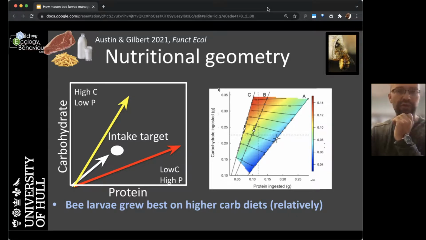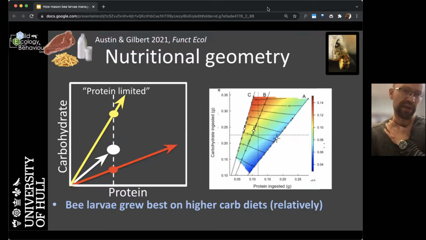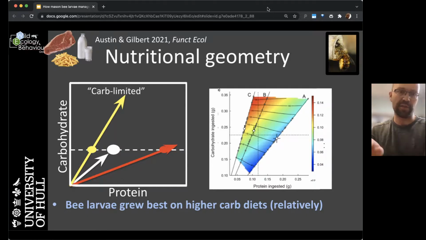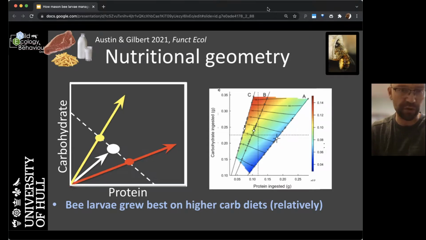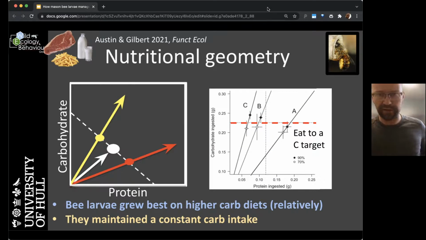Another thing you can do with the nutritional geometry approach is to see how organisms deal with imbalanced diets, whether they choose to stop when having reached a particular target for a given nutrient and tolerate excesses and deficiencies in the other. So they could do that for protein, or they could eat to a carbohydrate target and tolerate variation in protein, or they could do something in the middle and try to get as close to that intake target as possible. We found unambiguously that the solitary bees ate to a carbohydrate target.